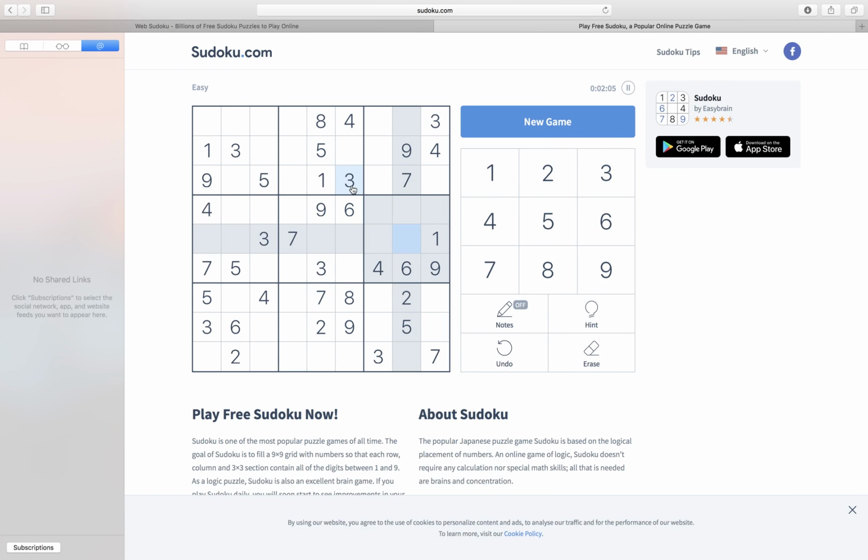Okay, let me show you how to solve a Sudoku. So we are on Sudoku.com. This is a Sudoku puzzle. So Sudoku has some constraints.